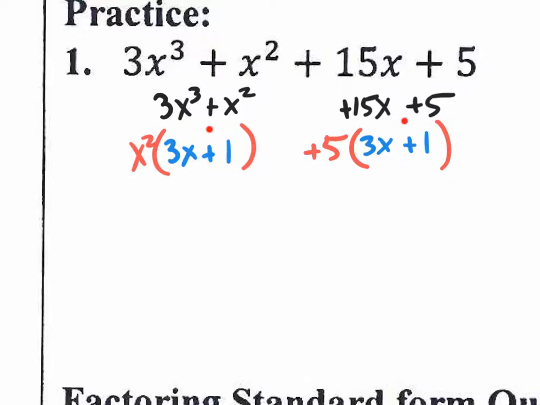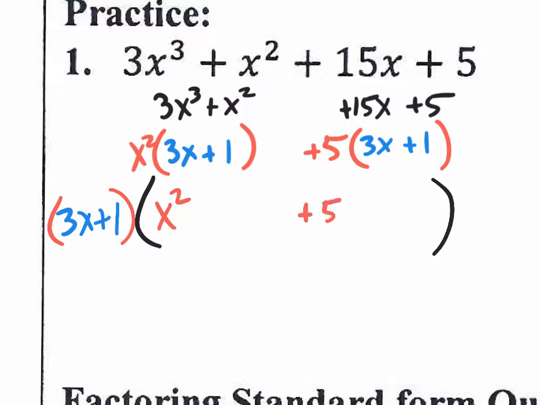And we need these binomials to be identical. Because that's the next step, is to pull out the common binomial in both groups. If you did not have a common binomial, you wouldn't be able to pull it out. Okay, so it's very important that we end up with the same exact identical binomial so we could pull it out. So this next step is to exaggerate some parentheses and pull out that common binomial of 3x plus 1. Now what would be left on the inside of those exaggerated parentheses? The x squared comes down and the plus 5.